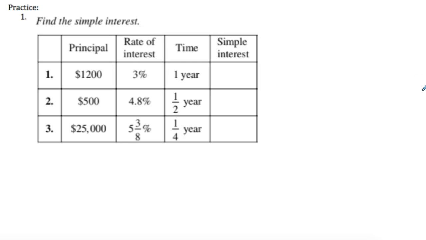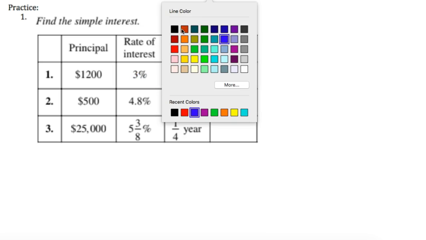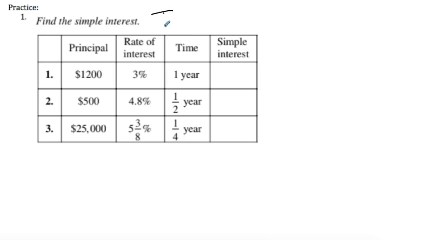Okay, so here's a good practice example. I give you a principal amount, a rate, and time. So remember, for each of these, we're going to be using our equation, and we're calculating the simple interest.